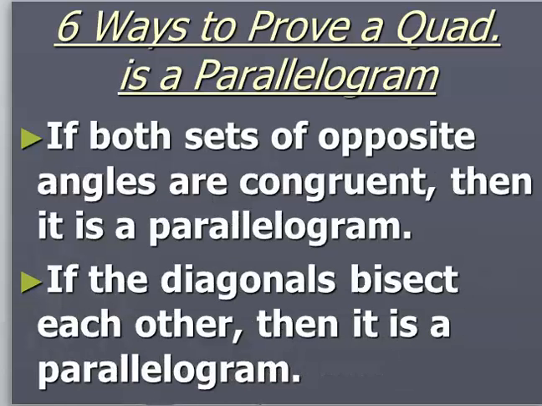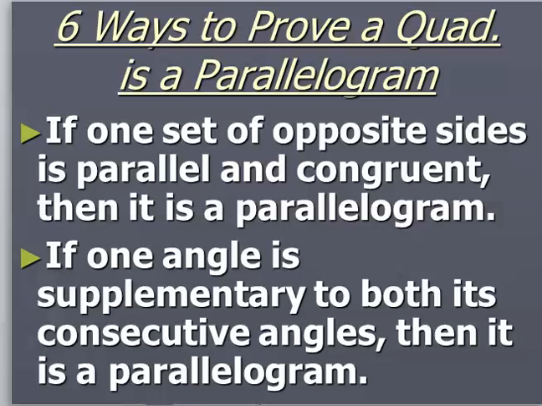The third way is if you can show that both sets of opposite angles are congruent. Both of our opposite angles, the ones that are directly across from each other, make sure it's the entire angle, then it's a parallelogram. The fourth way, if the diagonals bisect each other, if the two diagonals cut each other in half, then it's a parallelogram.